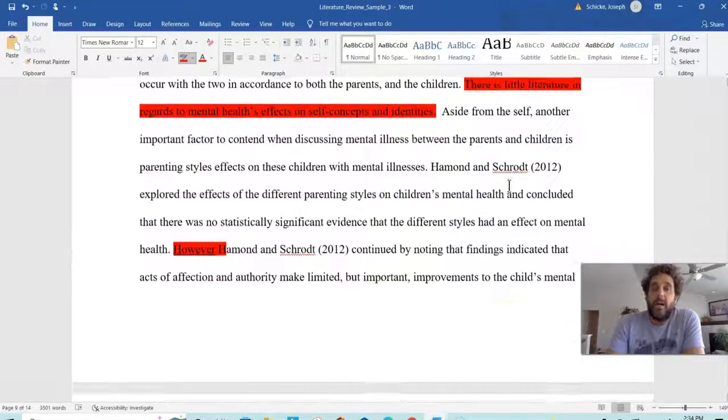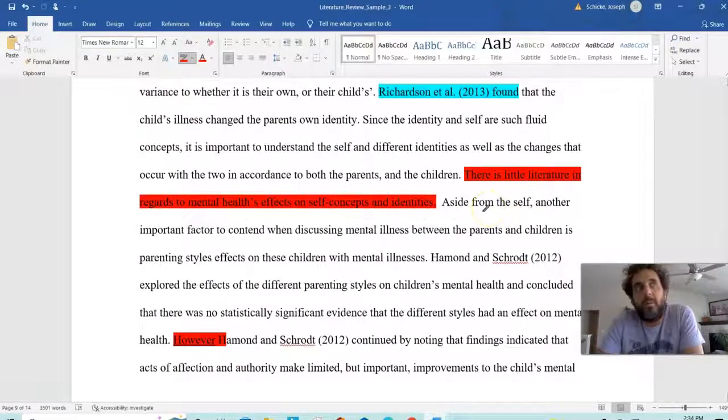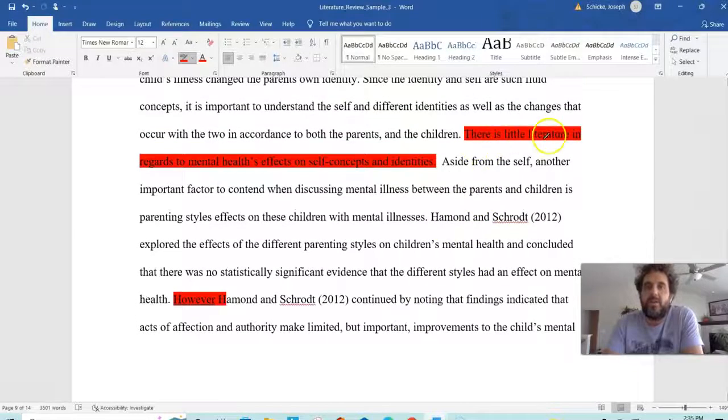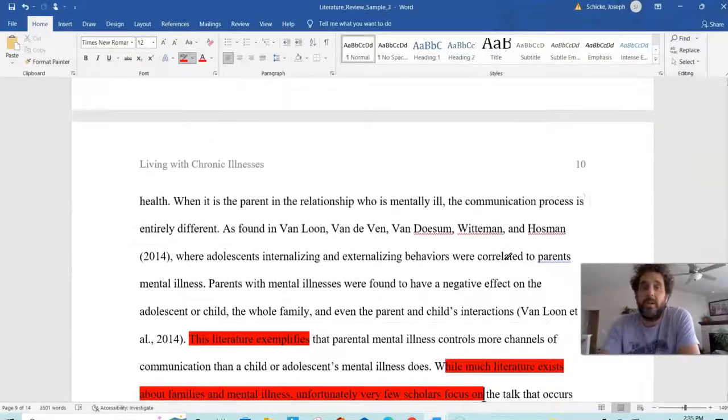Okay, so the red, that's what I call special features, transitions that are specific to a literature review. Words like "however" show that there was some discrepancy between Hammond and Schrott and what they found. "There's little literature in regards to mental health" is showing a gap in the literature. So, I did all this research on this topic, and I didn't find anything on this, which is noteworthy in a literature review.